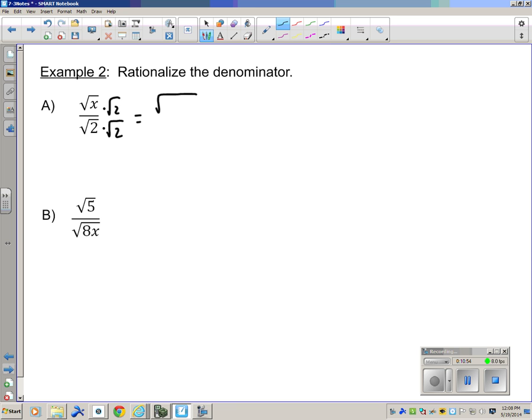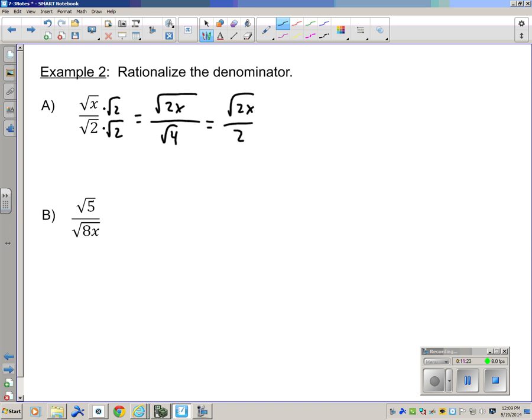So up here, I can pull it back together. The square root of x times the square root of 2 is the square root of 2x. And the square root of 2 times the square root of 2 is the square root of 4. And the square root of 4, we know that to be 2. We can't cross out anything, because down in the denominator we have a 2, and up in the numerator we have a square root of 2, so you can't cross those out. They're not like terms anymore. One's underneath the square root, the other one is not.